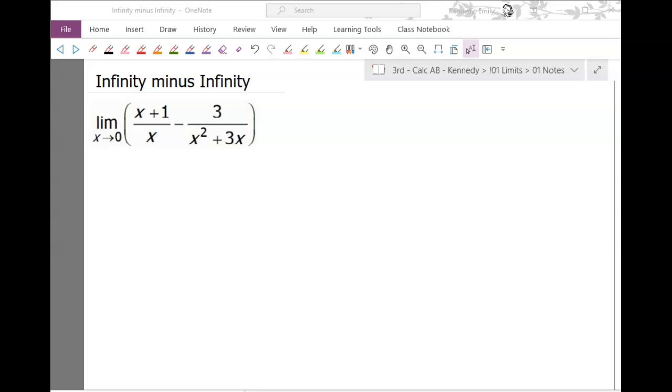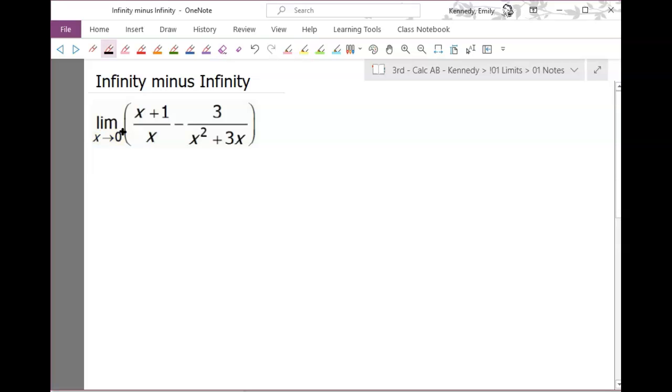All right, so as promised, we're going to take a look at an infinity minus infinity problem. First, let's figure out how we know this is infinity minus infinity. First off, down here, where it says x approaches 0, this could be a two-sided limit. It gives us the same answer, even if it is.